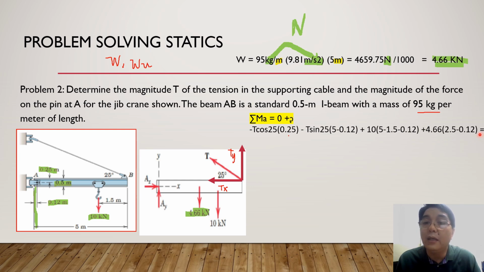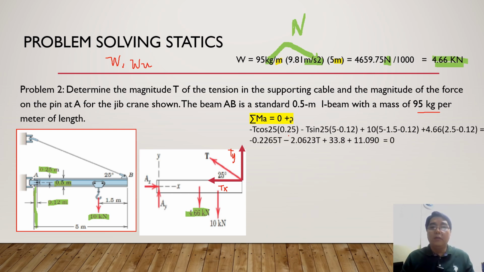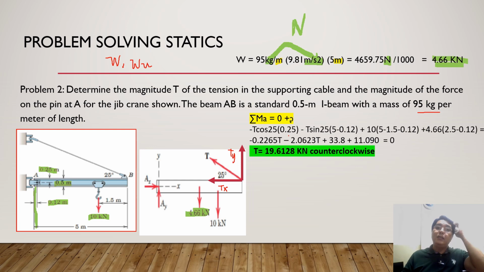Diyan iyan lahat ng yan ay equal to 0. Okay, hindi lang nakita kasi medyo kapusan tayo ng space. Ngayon, ayan, the rest will be computation. Ito raw ang equivalent, negative 0.2265T. Ito daw naman, negative 2.0623T. At ito, positive 33.8 at ito daw, positive 11.090. So, ang lalabas daw dyan na sagot ay T is equal to 19.6128 kilonewton.